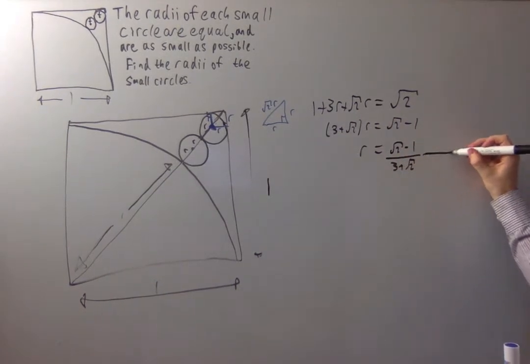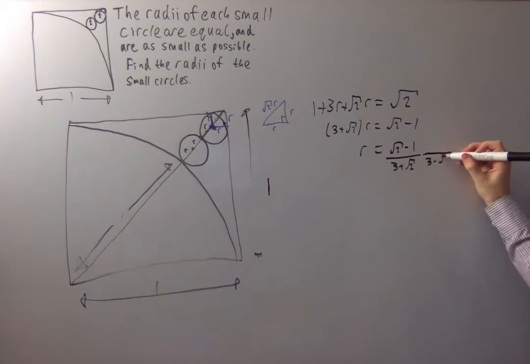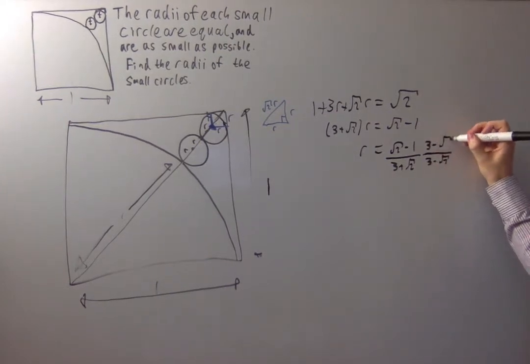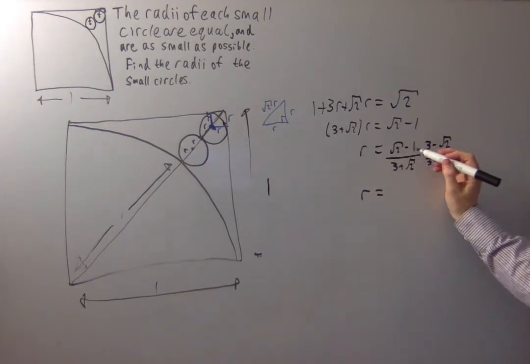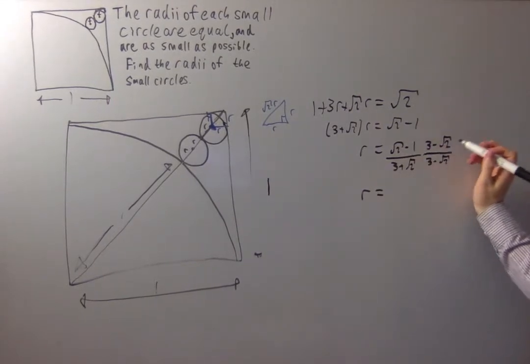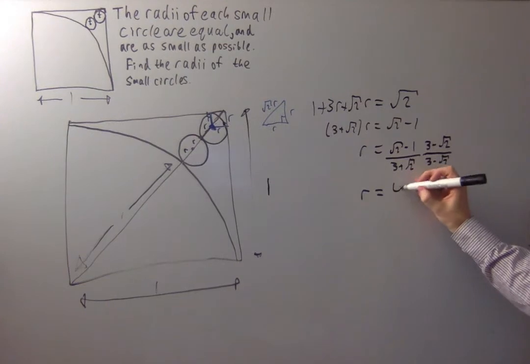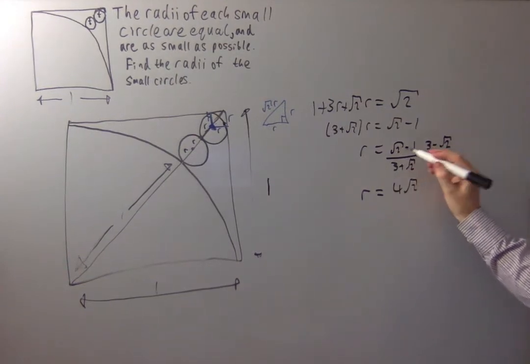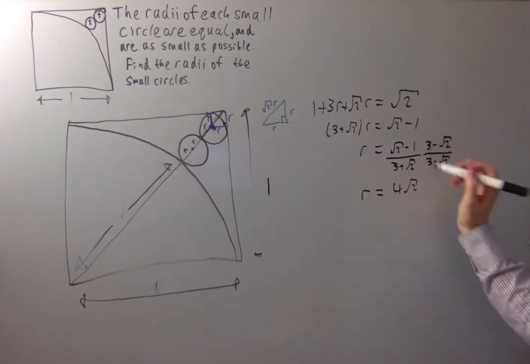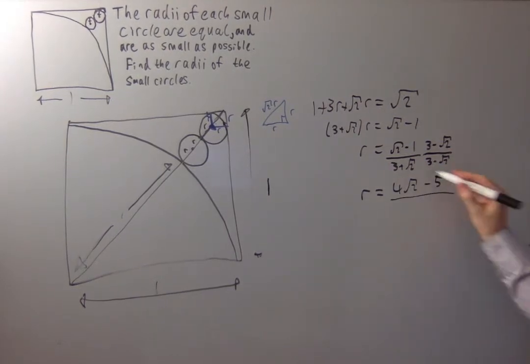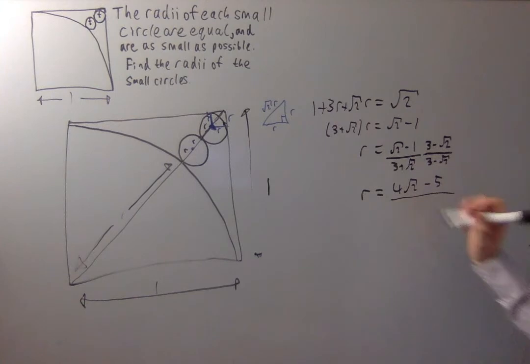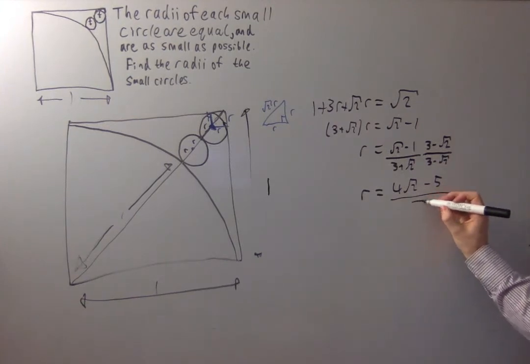We rationalise the denominator here. We'll get r equals 3 root 2, and then we've also got minus root 2, so we'll have 4 root 2 minus 3 minus root 2 squared gives us minus 5, and then all over 3 squared minus root 2 squared is 9 minus 2, gives us 7.